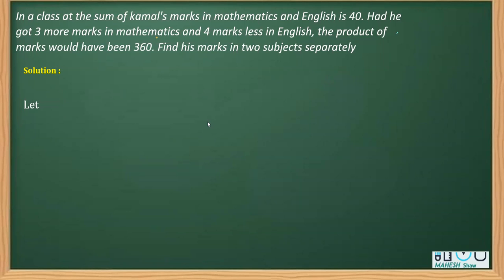We have one more question from chapter Quadratic Equation, class 10. It says, in a class, the sum of Kamal's marks in mathematics and English is 40. Together, maths plus English marks is given as 40. Now, further it says that if he got 3 marks more in mathematics and 4 less in English, then the product of these new marks is 360. And what we have to get is the marks obtained separately in the two subjects.